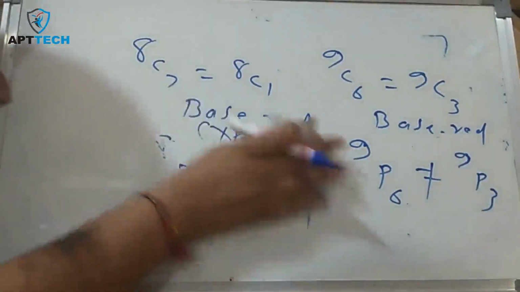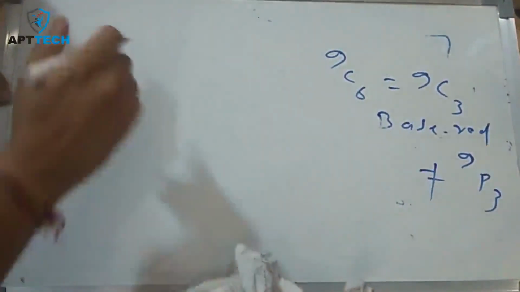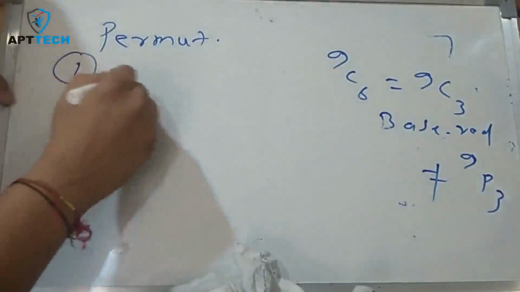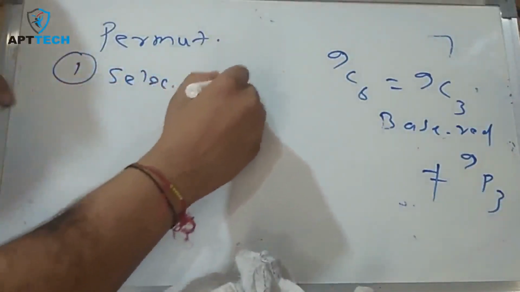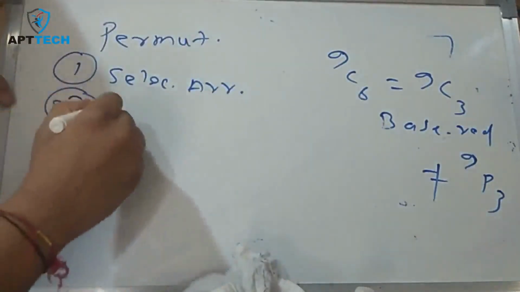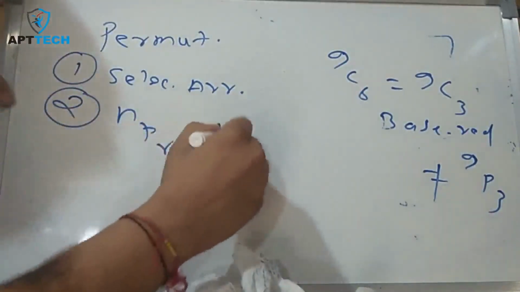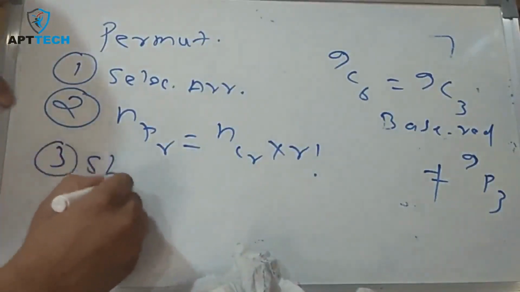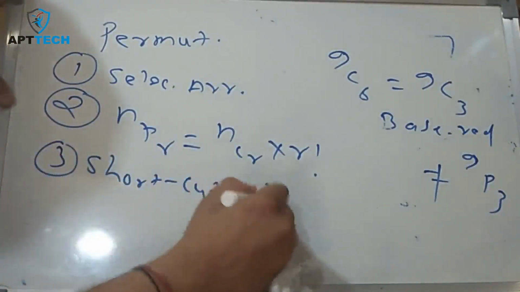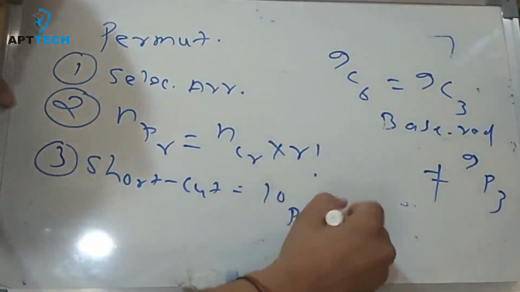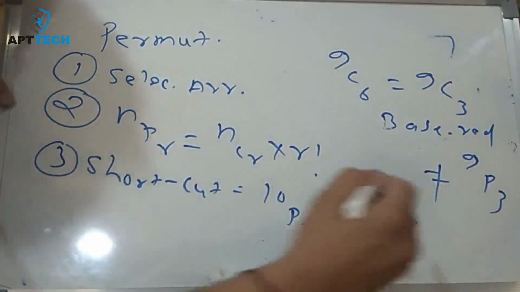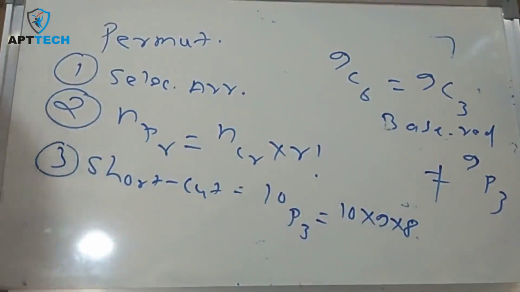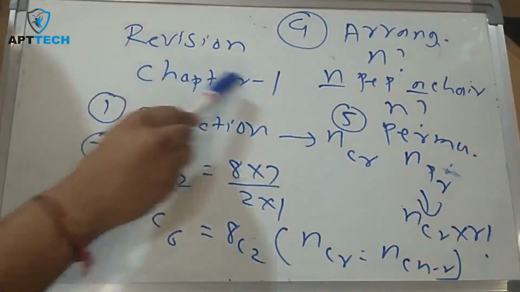So if I want to revise permutation: first, permutation is applied where both selection and arrangement are needed. Second, how to solve permutation: nPr is nCr into r factorial. And what is the shortcut? If 10P3 comes in the picture, 10 into 9 into 8. This way you can go for the answer. This is about permutation. Revision of chapter 1.